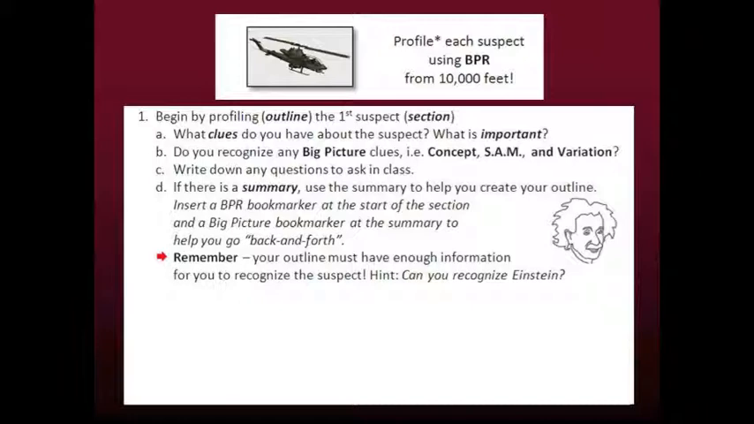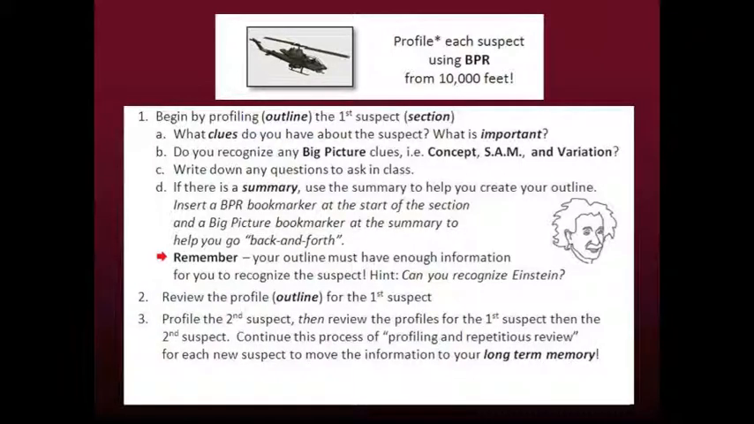Remember that your outline must have enough information for you to recognize each suspect. For example, see Einstein. It is not a full color, full detail picture of Einstein, but the outline has enough information for you to recognize Einstein. When you finish profiling the first suspect, review the profile. Then profile the second suspect and review the profiles for the first and second suspect. Continue this process of profiling and repetitious review for each new suspect to move the information to long-term memory.